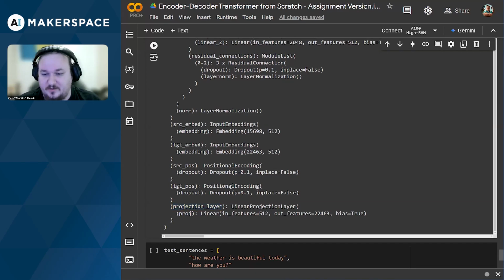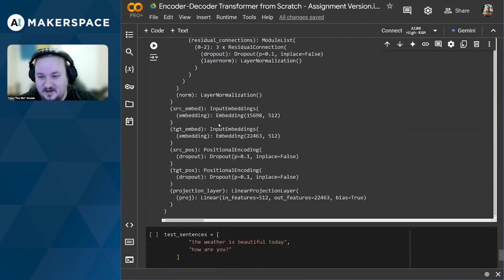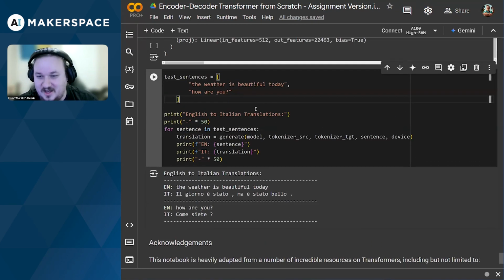And then finally, we end with our projection layer. Our projection layer gets us to our vocab, and you'll notice that the output features in this projection layer are 22,463. You might notice that that's exactly what our vocabulary is, so it's not by coincidence that the number is that. Okay, so this is what we've done. Very cool. And then finally, we can get it to do the thing.